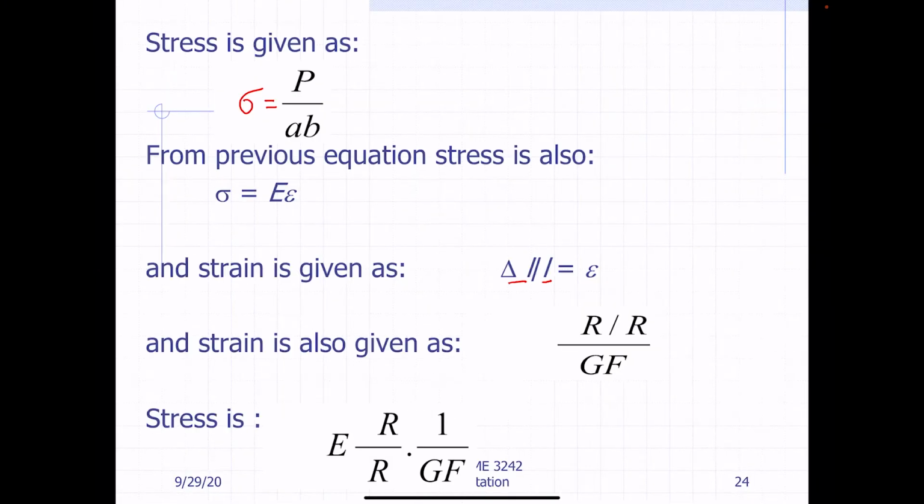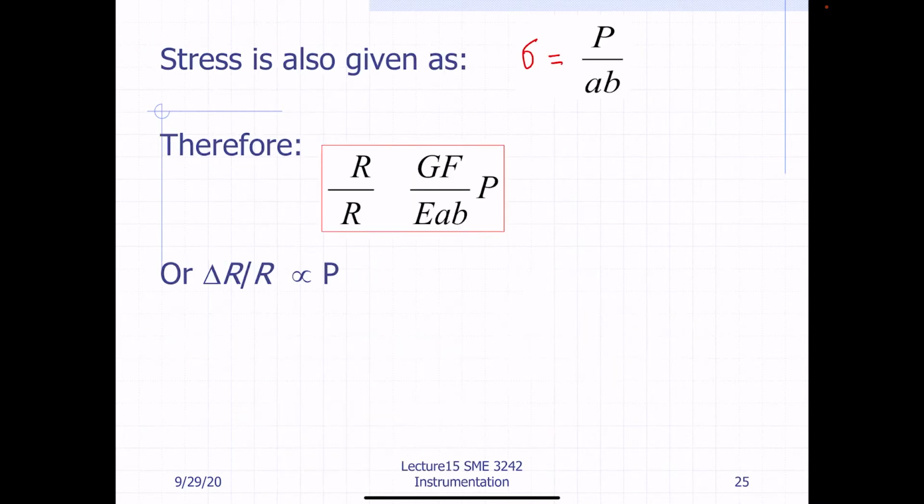The relationship between strain and the change of resistance is given by this equation. By relating all the equations here, we get the stress equal to this equation. If we want to relate the change of resistance to the force applied, we can replace the stress with this equation. Therefore, we get the change of resistance is equal to gauge factor divided by EAB multiplied by force. Therefore, we have a direct relationship between change of resistance and force.